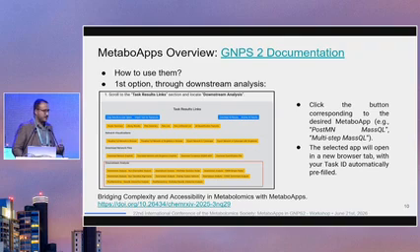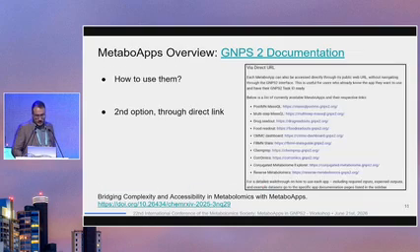And for that, it's almost the same thing. You just need the task ID of the job you've done, and then you apply that on the web server, and then it's going to start working. So for that, the second option, for either case, you need to have a job done on GNPS or GNPS2. So you need to have a task ID to work on that.